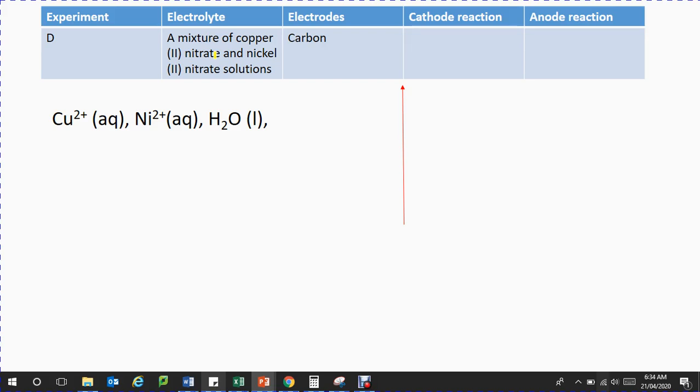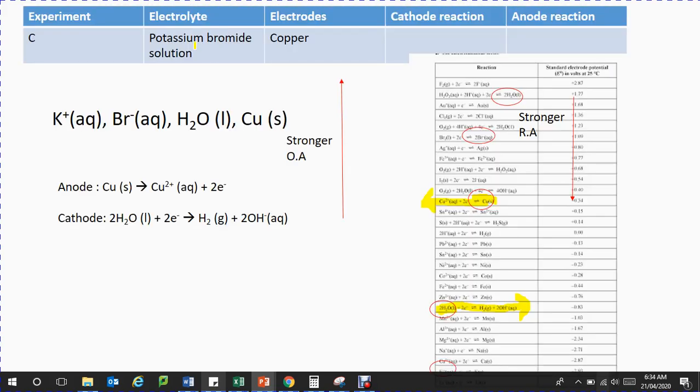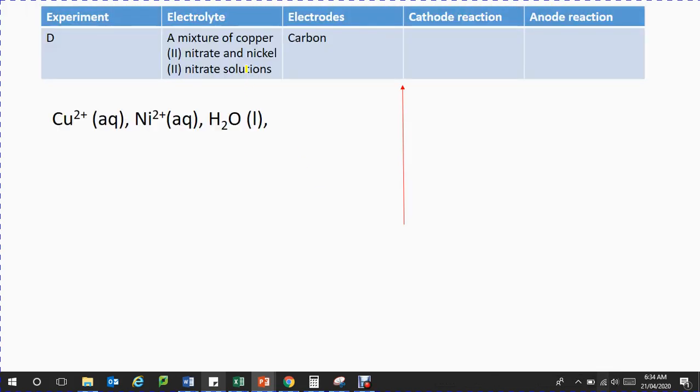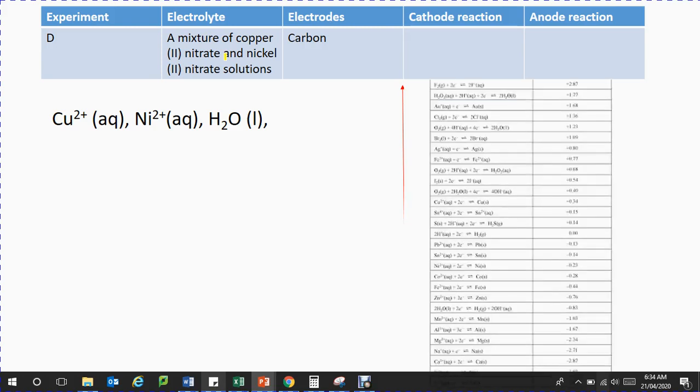So if we look back at our previous question when we had potassium bromide, I could find both potassium and bromide on my electrochemical series. Whereas here, if I looked at my electrochemical series, I'm not going to find nitrate. It's not going to be involved in the reaction. It's just a spectator ion. So once I've identified my species, I can get out my electrochemical series and start highlighting. So I've got copper 2 plus aqueous, I've got water, and nickel 2 plus aqueous. And the other water.